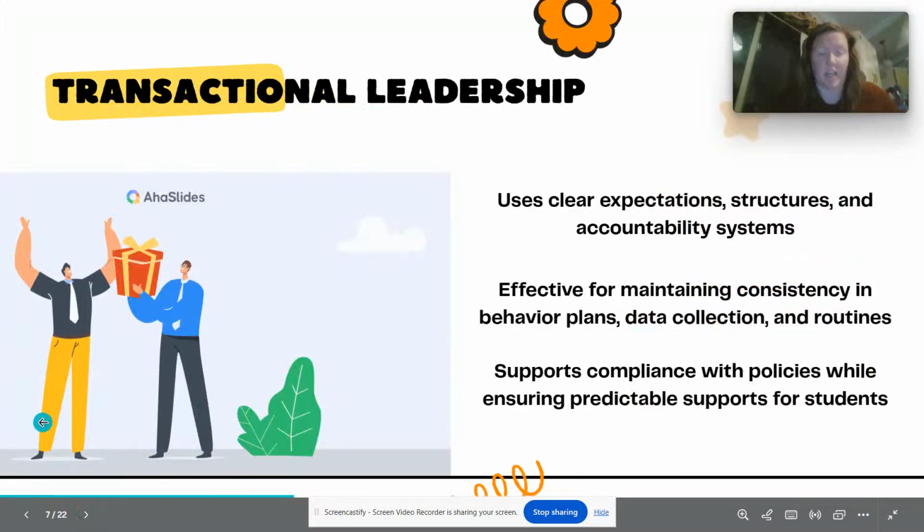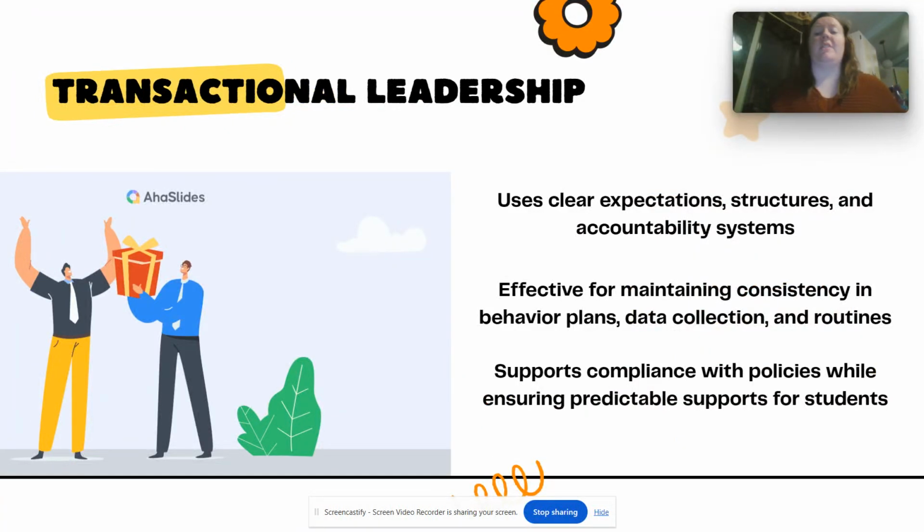Transactional leadership is where the leader uses clear expectations, structures, and accountability systems. When the leader is effective for maintaining consistency in behavior plans, data collection, and routines, and helps the staff, teachers do that as well. And when the leader supports compliance with policies while ensuring predictable supports for students.